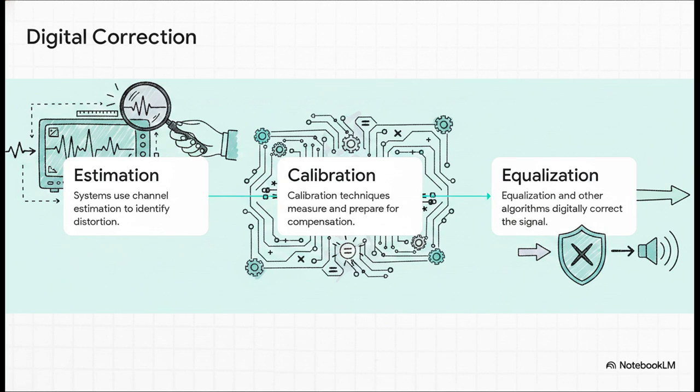First, the system measures the signal that's coming in and figures out exactly how it's been distorted. Then, powerful algorithms calculate the precise anti-distortion, basically the perfect opposite of the impairment it just found. And finally, it applies that correction to the signal, canceling out the noise and hopefully restoring the clean signal we wanted in the first place.